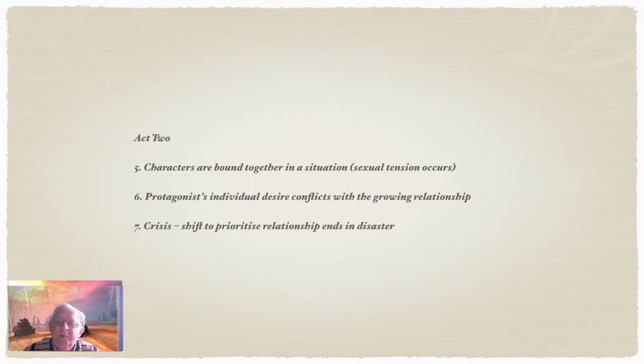Here on the outline we have Act 2. Your characters are working together and can't get away. And do they even want to, as the sexual tension increases? The relationship is growing in a way the protagonist didn't foresee. A move to get the priorities right ends in disaster.